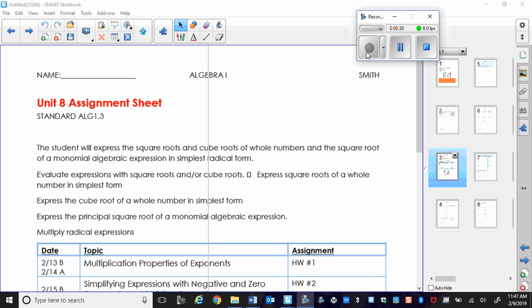You're expected to evaluate expressions with square roots and cube roots. You're also expected to express square roots of whole numbers in simplest form, as well as express the cube root of whole numbers in simplest form, and express the principal square roots of monomial algebraic expressions. A lot of words, a lot of words.